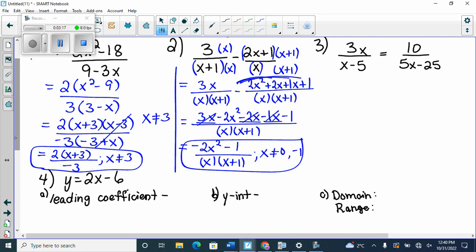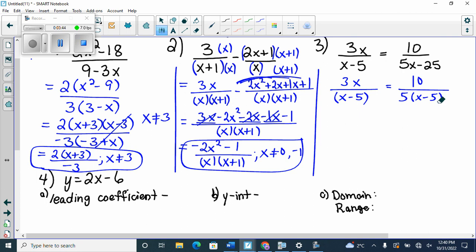Now, what we can do is we can spot that there are similarities here. So this one is 3x over x minus 5. I can't do anything to it. And then this one is 10. And some people will say 5x minus 25 and x minus 5 have nothing in common. But what you can do is you can take a 5 out of the second denominator. And you're left with x minus 5.